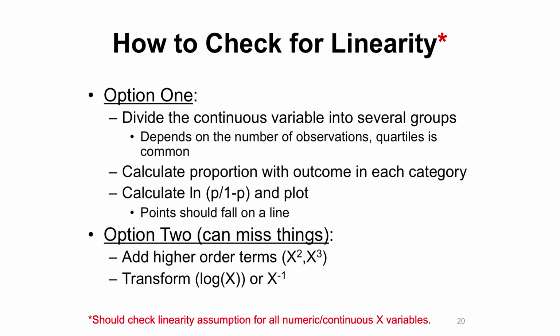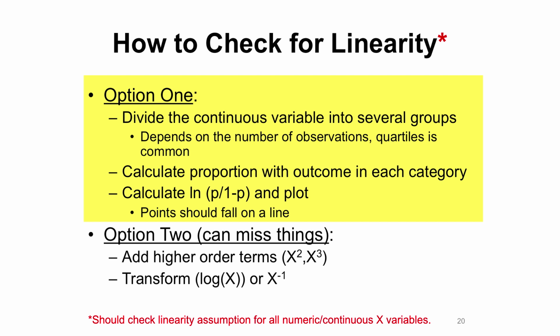So we need to check for linearity between all continuous explanatory variables and the log odds of Y. There are a couple of options for checking linearity. The first is to divide the continuous explanatory variable into several groups. How you divide the variable into groups will depend on the number of observations, but quartiles is often used. You can then calculate the proportion with the outcome in each category. Next, you convert this proportion to log odds and plot this to see if it looks linear.